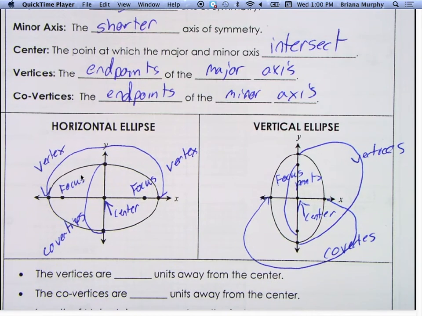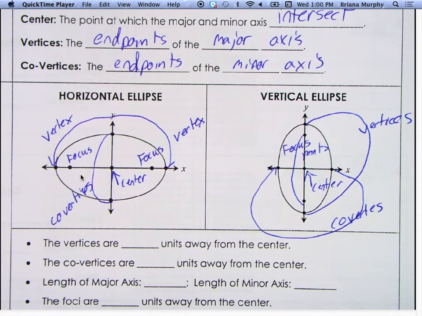Okay. So now we're going to start to break down how to figure out what the equation is.